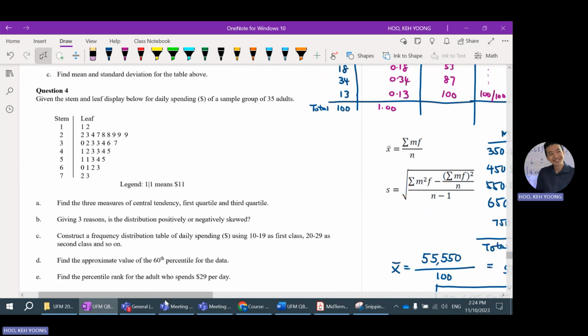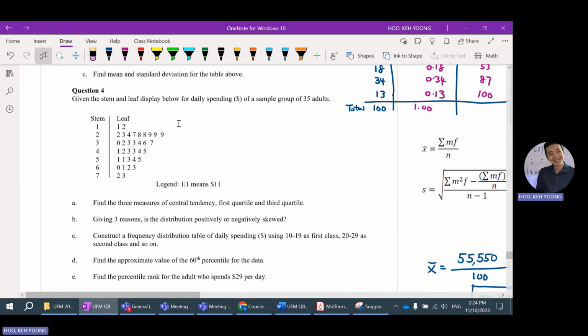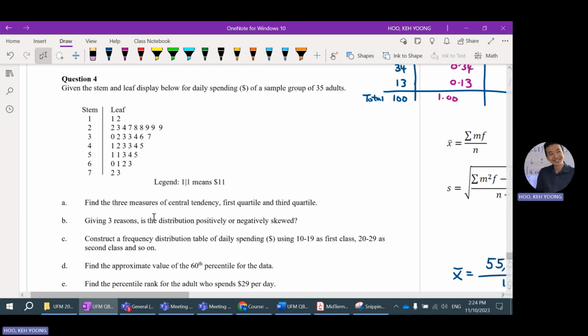For question 4, you are provided with a stem and leaf for the daily spending of a sample group of 35 adults. There are 35 values here. Find the three measures of central tendency and first and third quartiles. For question C, we will not do it. You don't have to construct the tables unless we are using the table to find the mean or the standard deviation. The question doesn't ask, so you skip question 3.